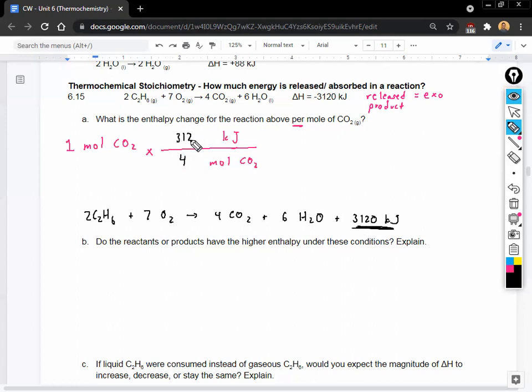Now for kilojoules, what value do you see? 3,120 kilojoules. Now it's on the product side, so we're releasing it, so it has to be negative 3,120. Okay. And then from there, pretty easy to solve that out. You just need to cancel your units, moles of CO2, and then that'll give you your value in kilojoules. So take a second to solve that out, and then we'll write it on the screen, and that'll be your answer.